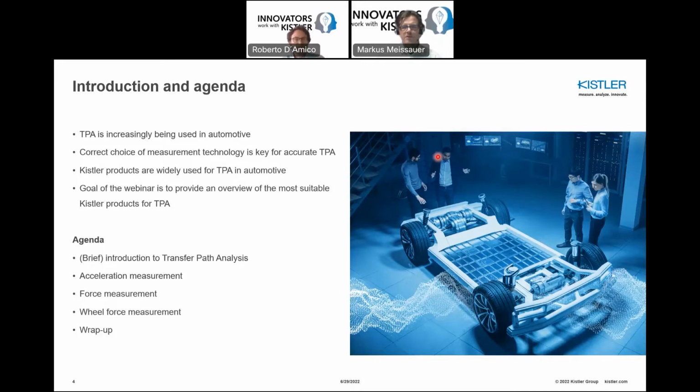Kistler offers several sensors which can be used for transfer path analysis in automotive, and it's the goal of this webinar to provide an overview, together with a review of their strengths, to best support transfer path analysis measurements. The webinar will start with a short introduction to transfer path analysis for automotive, and next we'll review Kistler acceleration, force and wheel force measurement sensors for transfer path analysis.